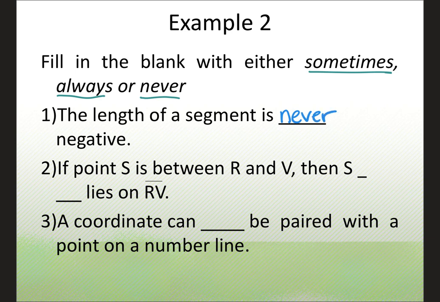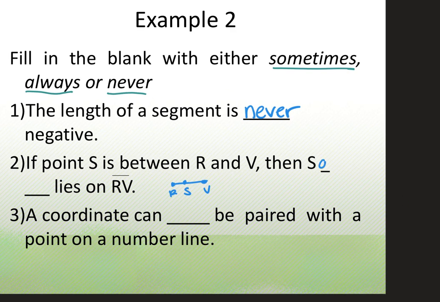Number 2 says if point S is between R and V, so if you want to picture it, R and V, S is somewhere in between, S blank lies on RV, and this is the segment addition postulate, so this is always. And 3, a coordinate can blank be paired with a point on the number line. This is that ruler postulate, and the answer is always.